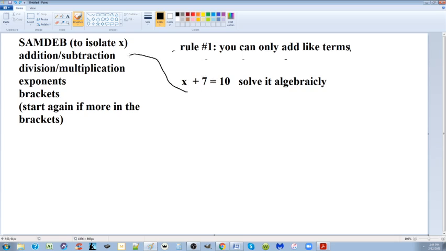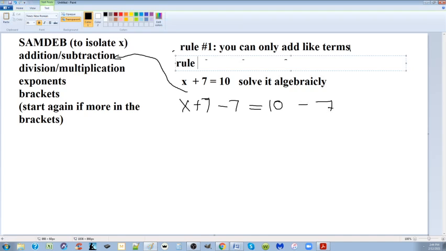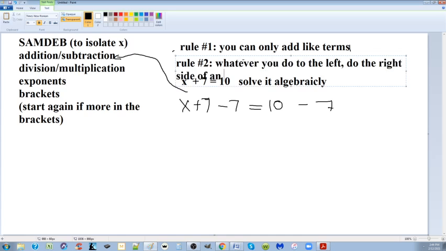According to my reverse BEDMAS, that's the first thing I should start with, plus or minus. Do I have anything being added to x? Yeah, I have plus 7. So how do you get rid of something that's plus 7 on one side of an equation? Well, you subtract 7. And here's the next big rule of algebra. Whatever I do to the left side of an equation, I subtracted 7, I must do to the right. I'm kind of skipping rules in a way, but rule number 2: whatever you do to the left, do to the right side of an equation.